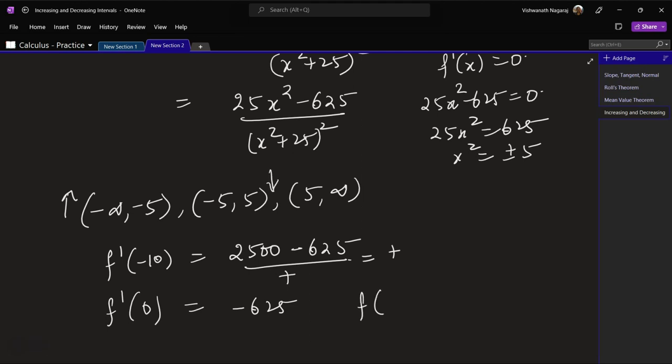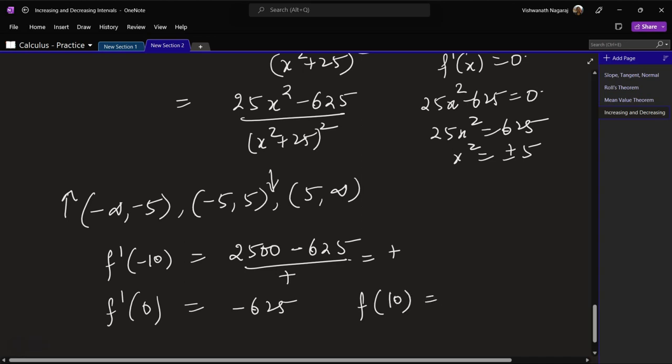Okay. F prime from 5 to infinity. So again, let's take 10. Which gives us 2500 minus 625, which is again positive. So it will be increasing.